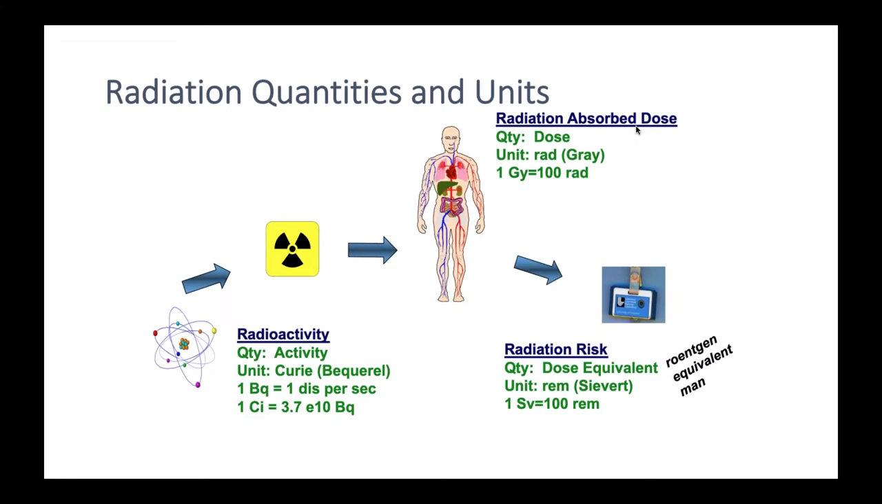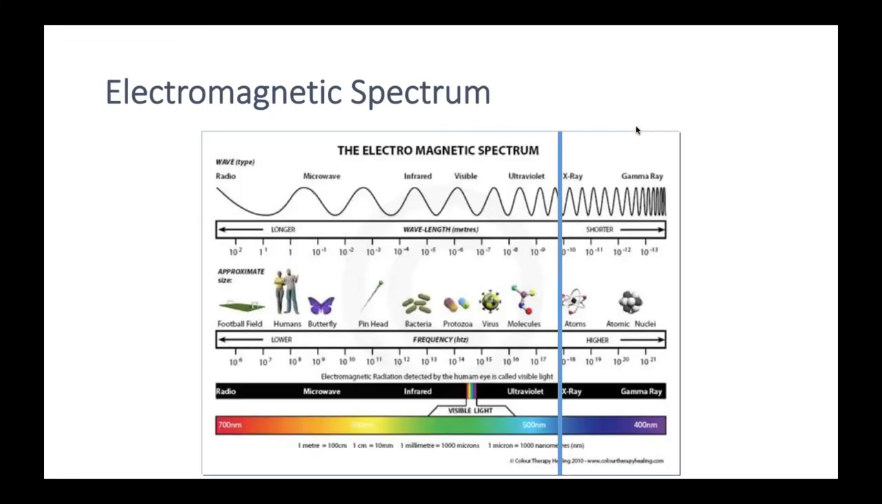We started the last couple of weeks with very highly energized particles and electromagnetic radiation, a part of the electromagnetic spectrum where the energy levels are high enough to ionize atoms and molecules. In other words, knock electrons off of them.